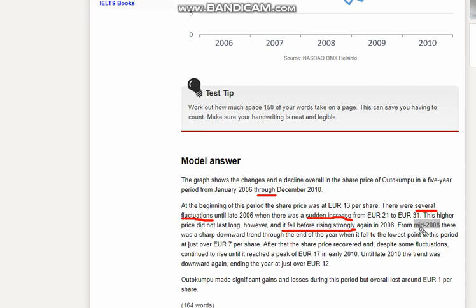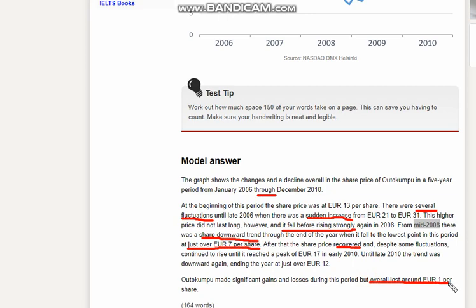From mid-2008, there was a sharp downward trend through the end of the year, when it fell to the lowest point in this period at just over €7 per share. After that, the share price recovered, and despite some fluctuations, continued to rise until it reached a peak of €17 in early 2010. Until late 2010, the trend was downward again, ending the year at just over €12, and overall lost around €1.